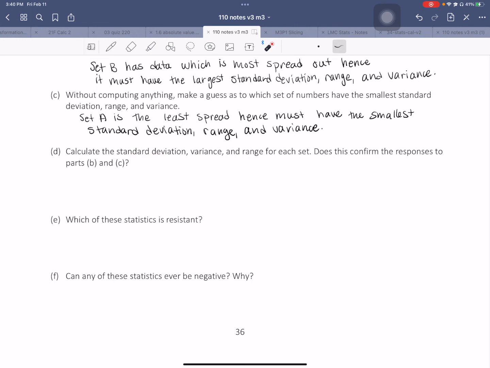And then I'm going to give you a clue for this one. Can these statistics ever be negative? And for the clue, let me begin with the range. I'm going to remind you that the range is the max minus the min. That's my clue.